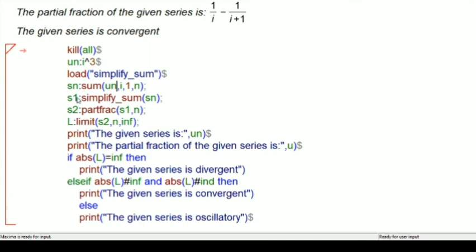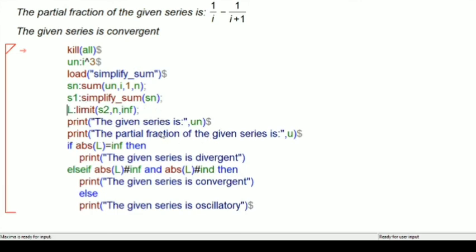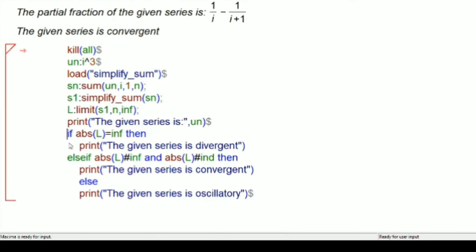And we have to simplify that and store this. So let me store the simplified answer in S1, and I don't need partial fraction. Now we'll apply the limit for this. Here it is S1, so I have to use S1, not S2. Print the given series. Yes, it will print. There is no partial fraction, so I'll remove this. If absolute value of L is infinity, then print this, else if this condition, then print this, else the last. Okay, let's see using the shift enter command.